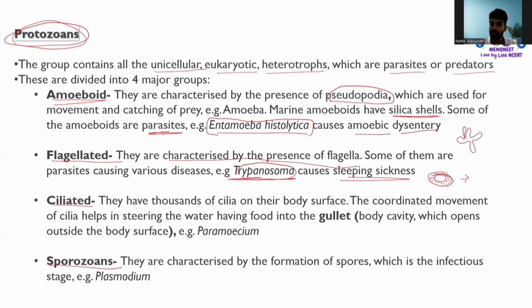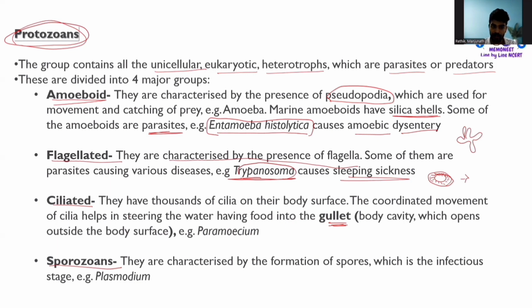Okay, so what about the gullet? There is actually a presence of a gullet. The gullet is nothing but an opening on the body cavity to the outside of the body surface. That is actually called the gullet, from where water and food are taken in, and waste is expelled.